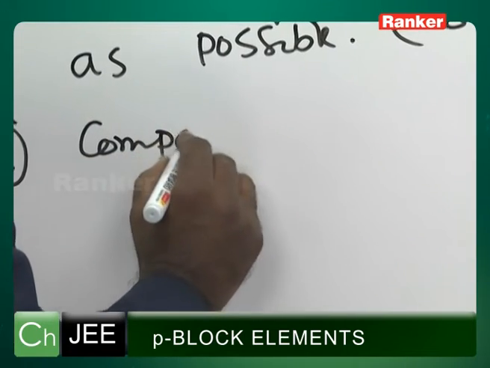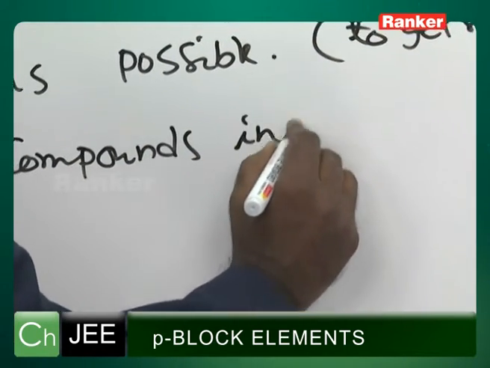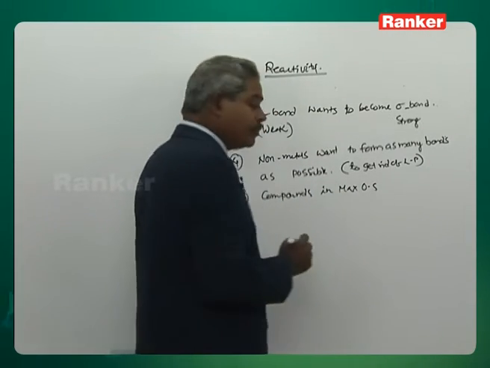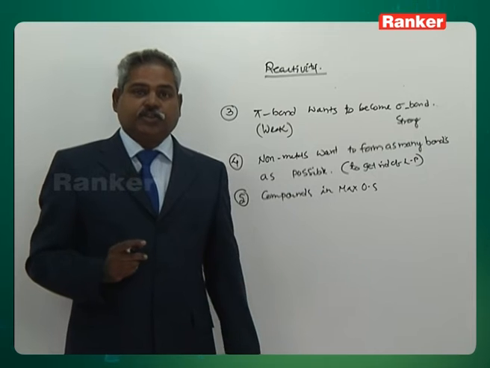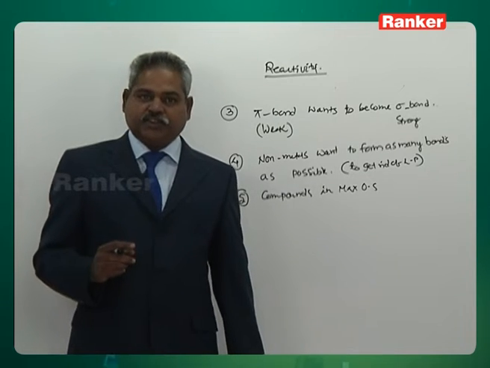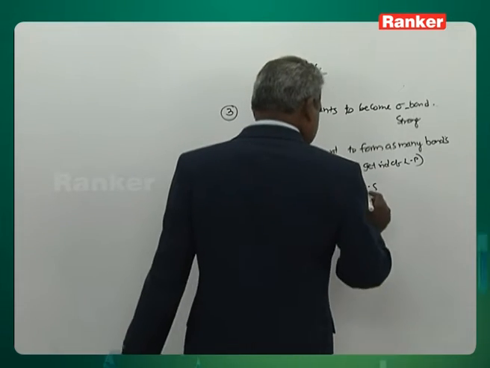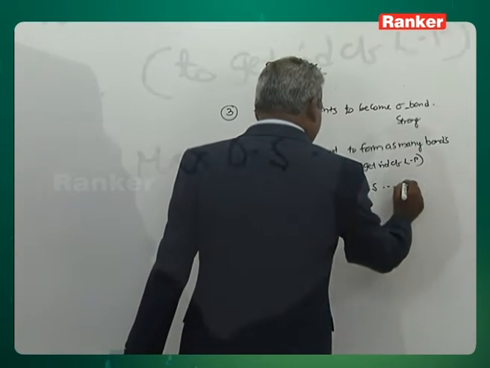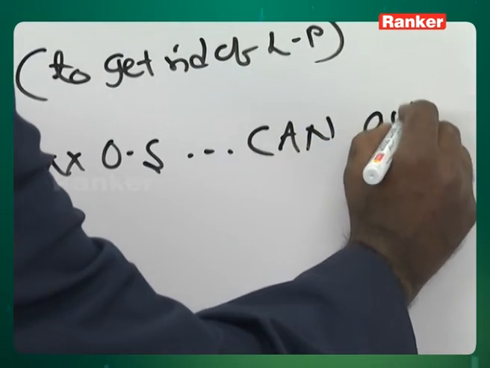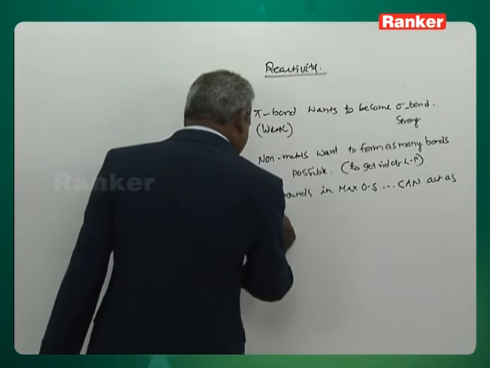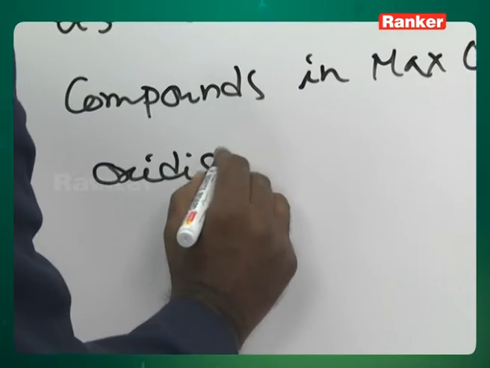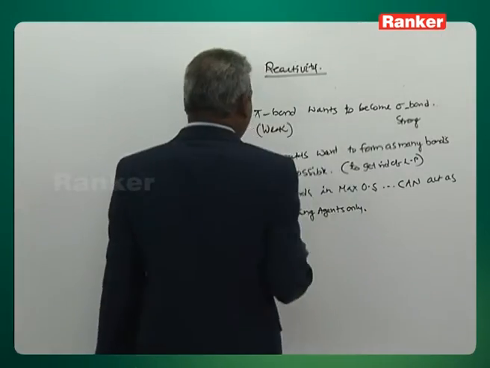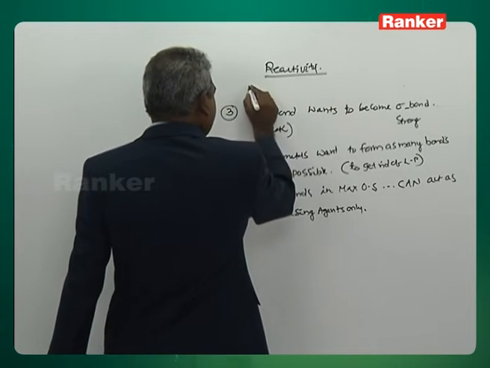Compounds in maximum oxidation state. We discussed the oxidation states, and I told you the maximum oxidation state is equal to group number. Compounds in maximum oxidation state can act as oxidizing agents only. At the back of your mind, you should always have this.